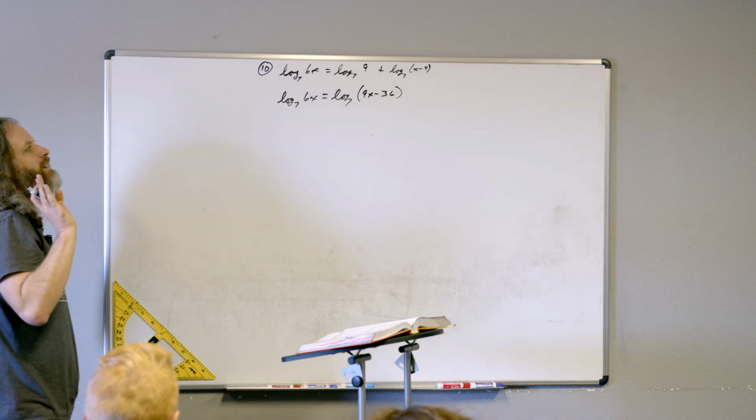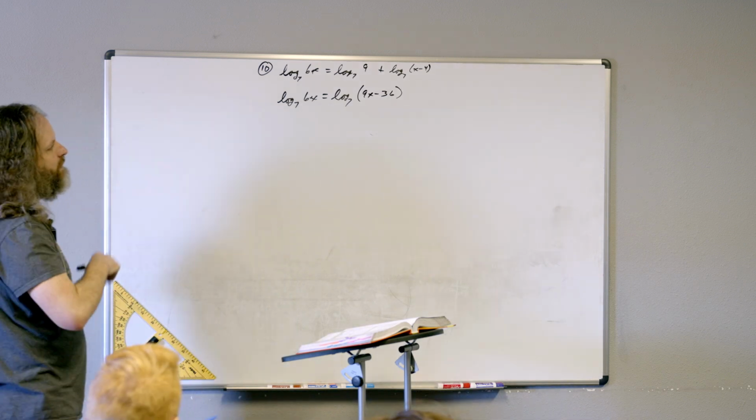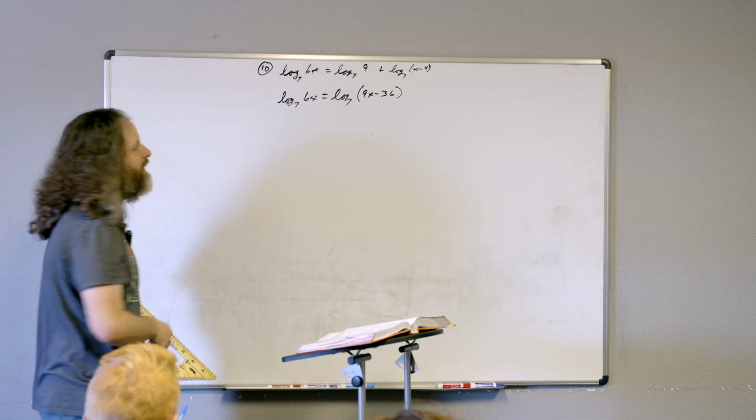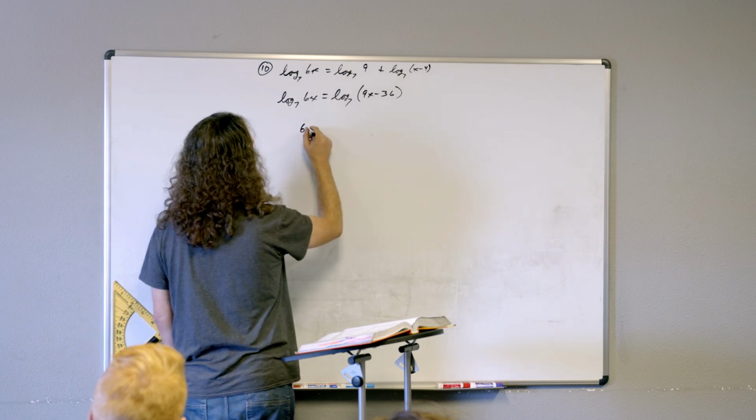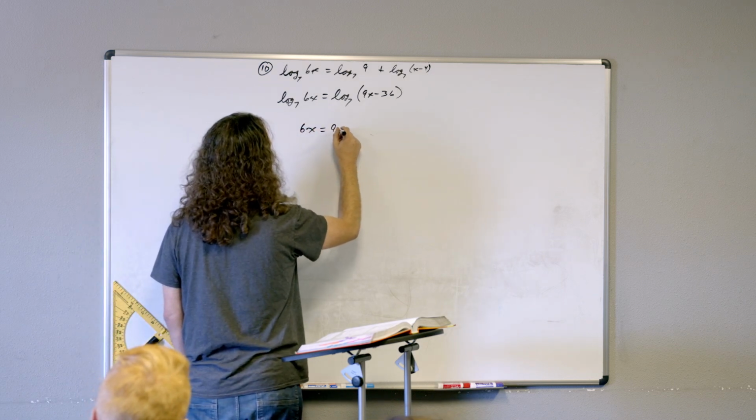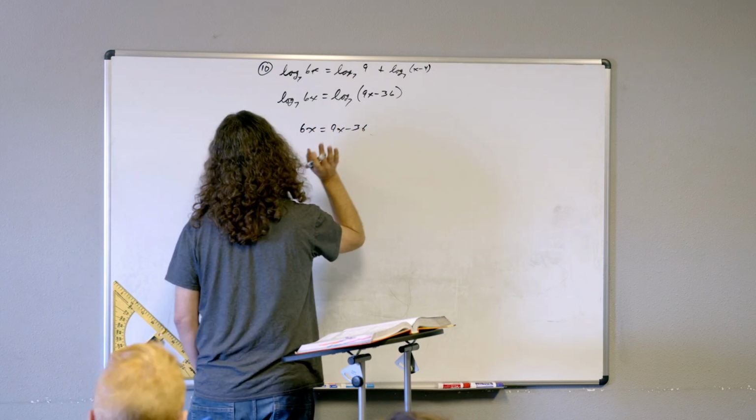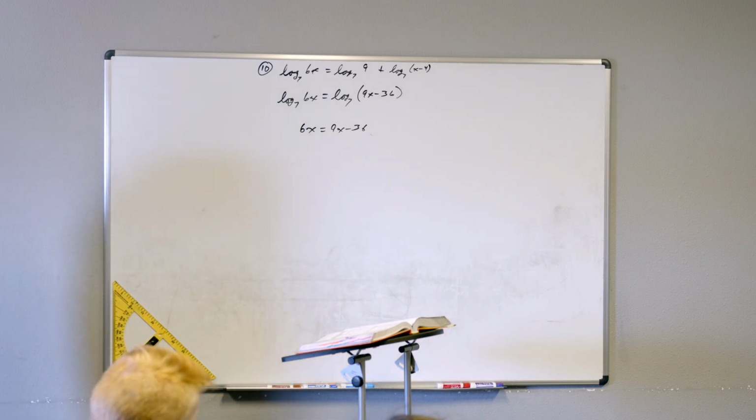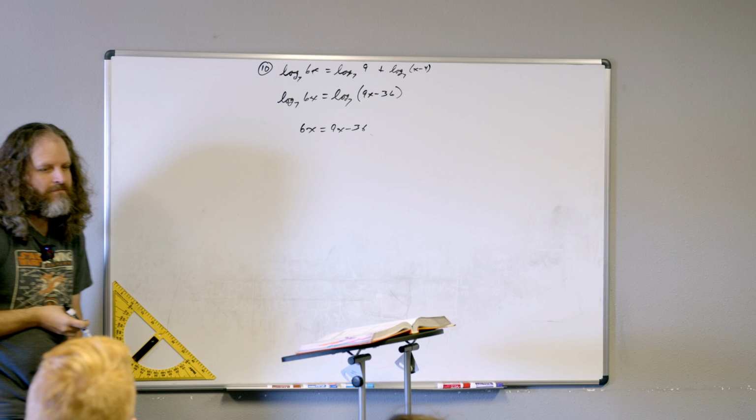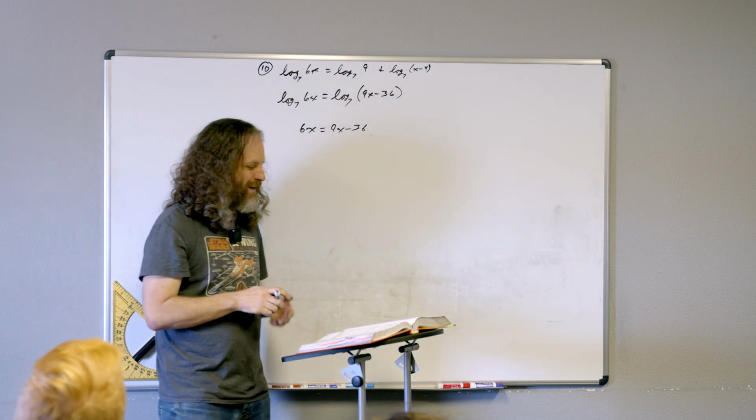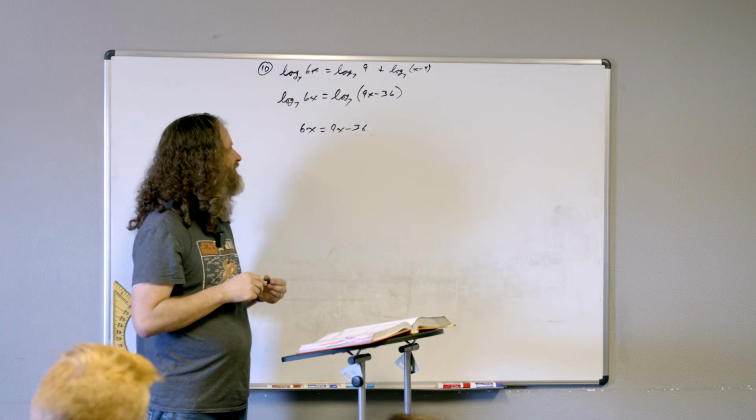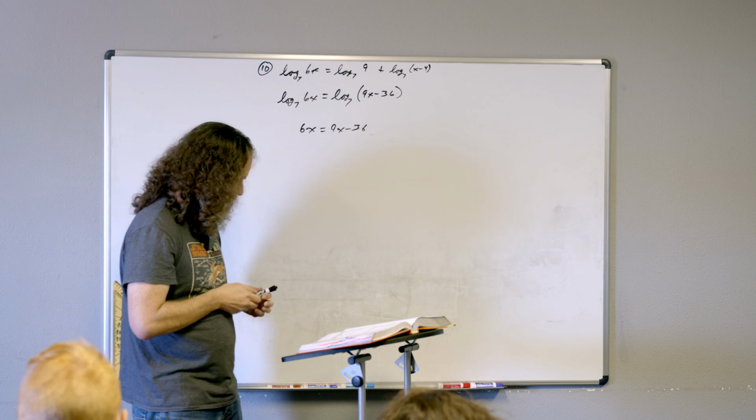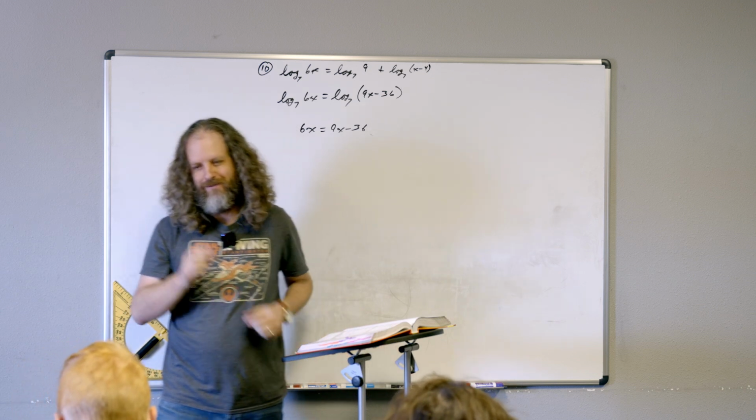Now we can yeet out the logs, because we've got log base 7 equals log base 7 something else, right? So now it's 6x equals 9x minus 36, and y'all know how to solve that. And the answer is after that, not 1. Oh, the answer after that, it does not turn into 1, no. It does not, in fact, turn into 1. I don't know, you do the math and find out.